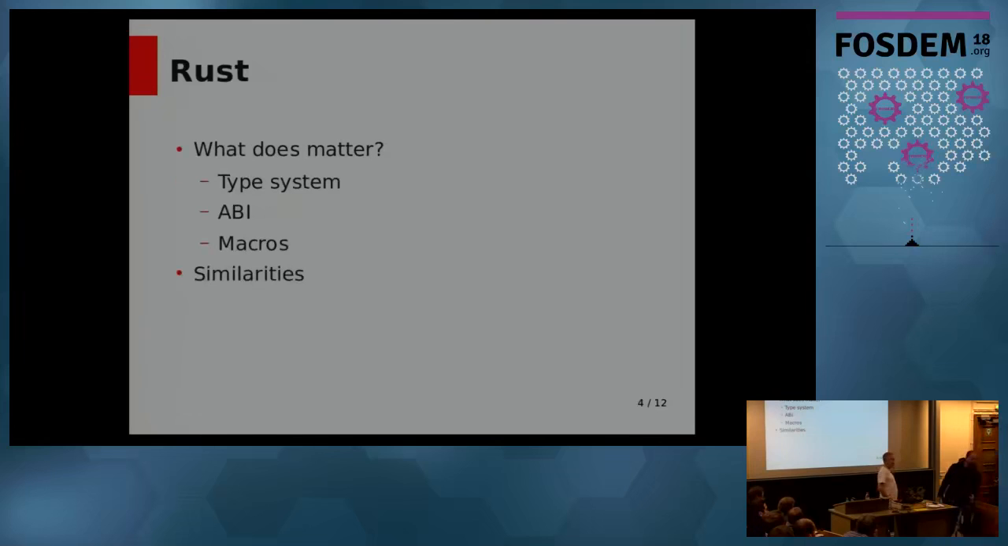What does matter to debuggers? Well, what matters is the type system, the ABI, things like macros, ways that the source gets transformed that developers want to understand while they're debugging. And all of these have problems when you get to DWARF and teaching debuggers how to debug Rust.